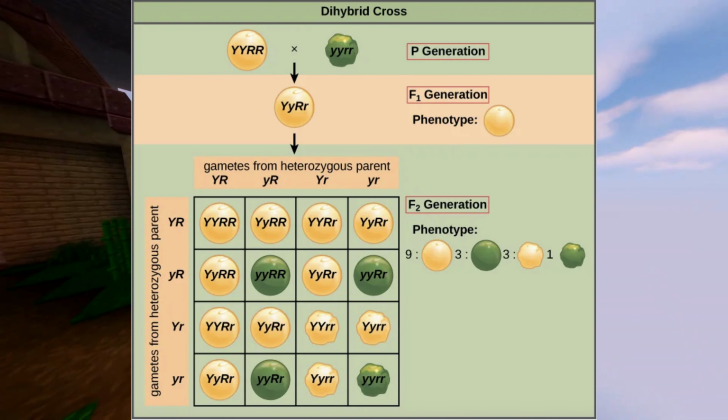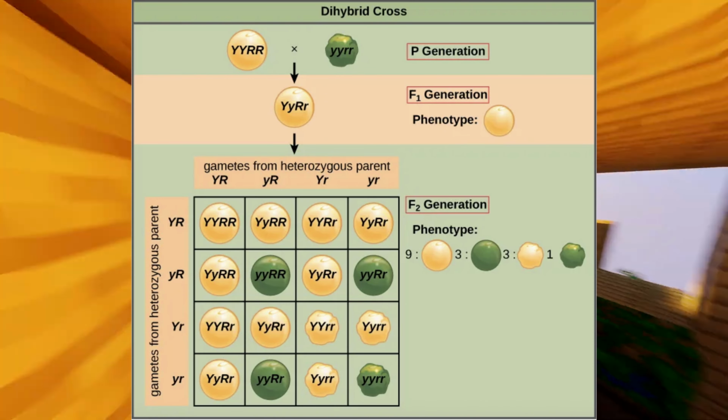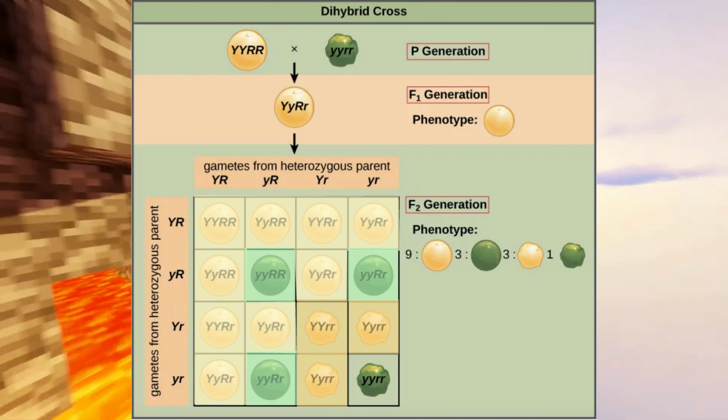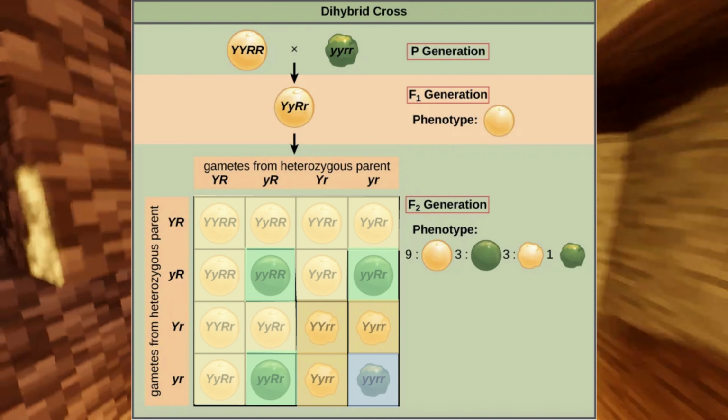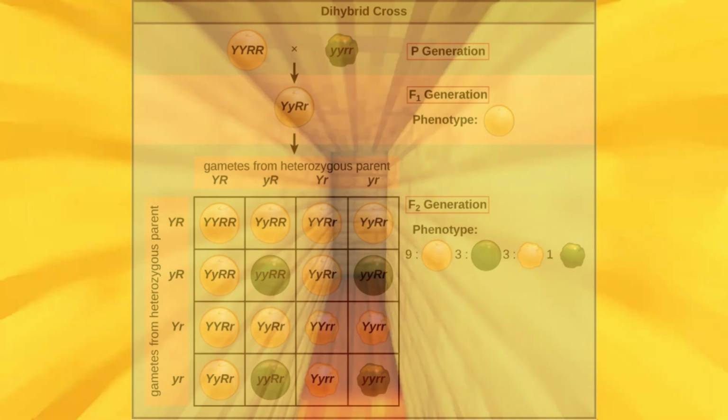All of the phenotypes were the same. But for the F2 generation, he obtained a different ratio, and we can visualize it like this. 9 to 3 to 3 to 1. You should also memorize this ratio. Okay, other Punnett square questions.